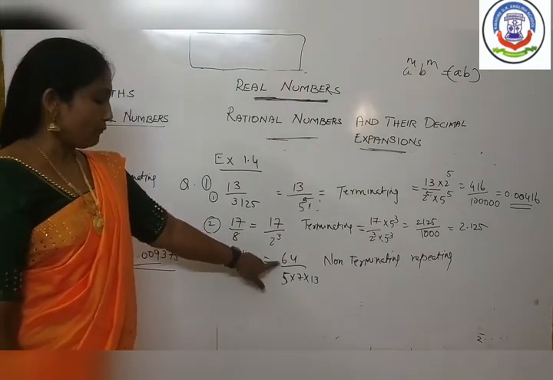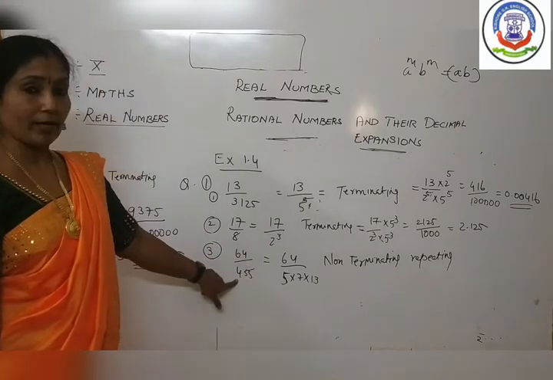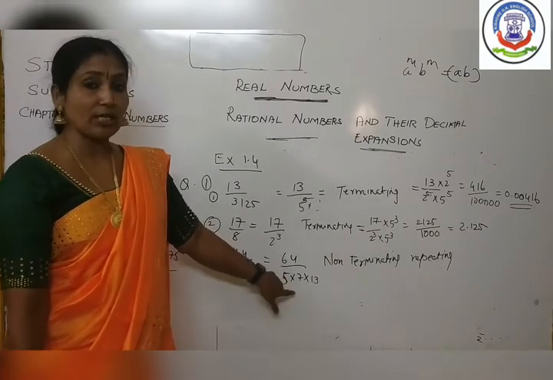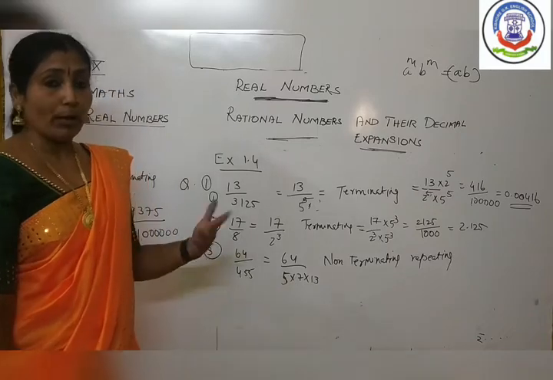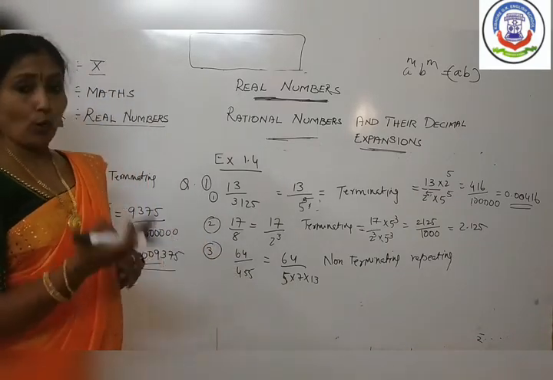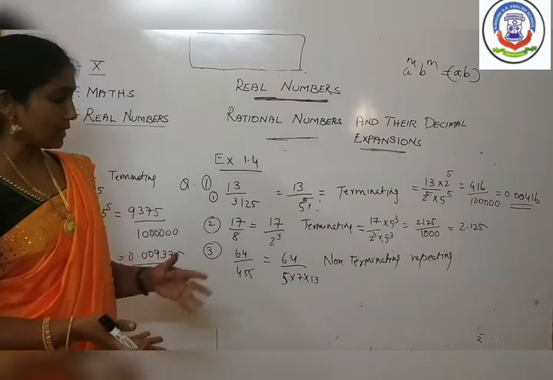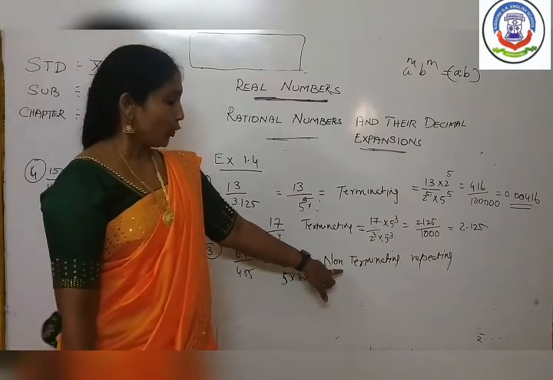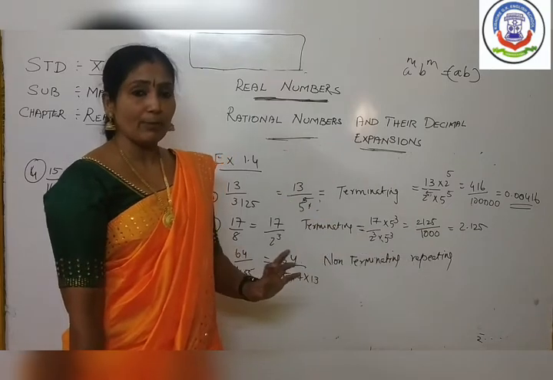Now 64 upon 455. Here I have prime factorized the denominator, and I got 3 factors: 5, 7, 13. I already mentioned that if you get any other factors instead of 2 and 5, it will have a non-terminating, repeating decimal expansion.